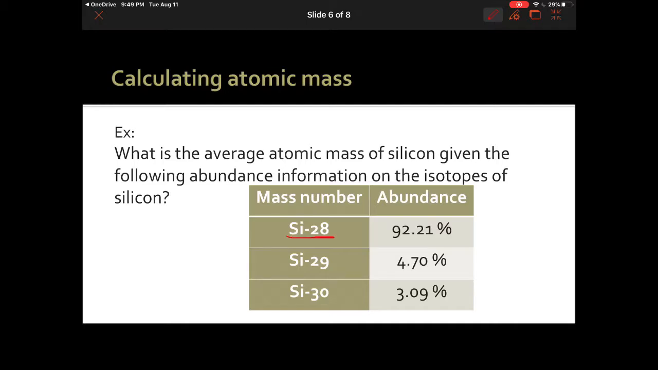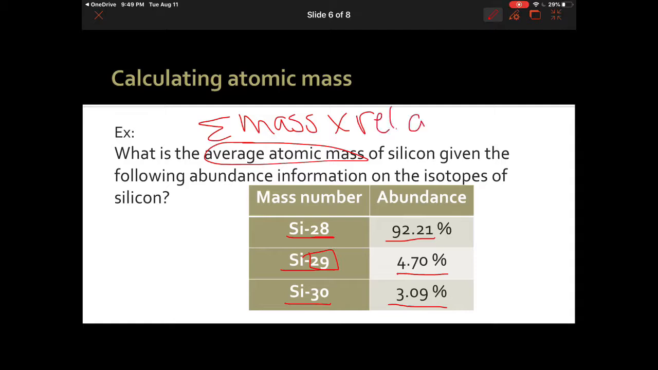Well, silicon 28, it doesn't give us a different mass than that, so we're going to assume that it's a whole number. With 92.21%, silicon 29, 29 is the important part, 4.70%, silicon 30, 3.09%. Every time I see this, it's asking me for the average atomic mass, so I'm going to think about that being the mass times that relative abundance.